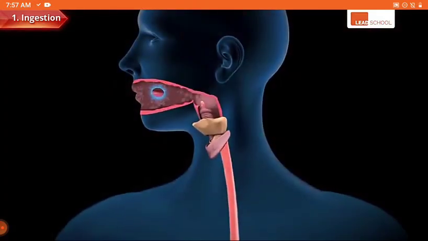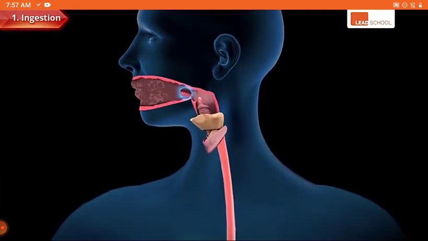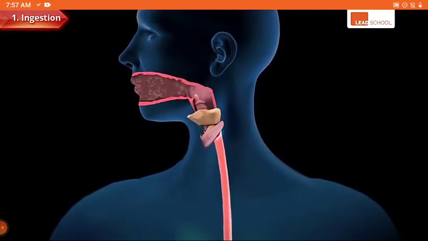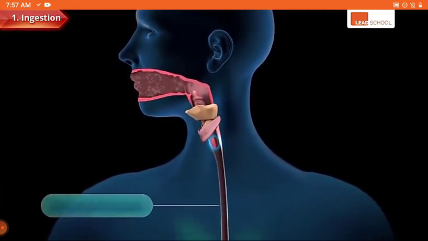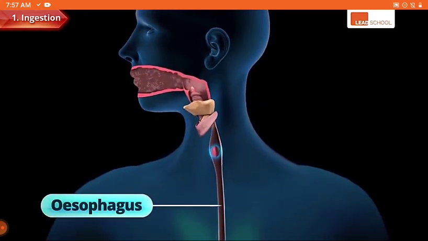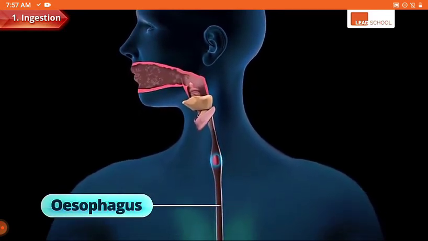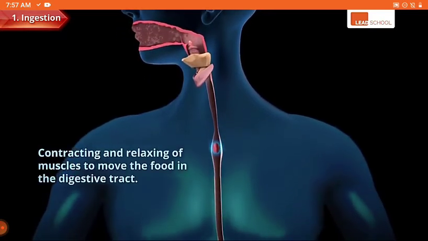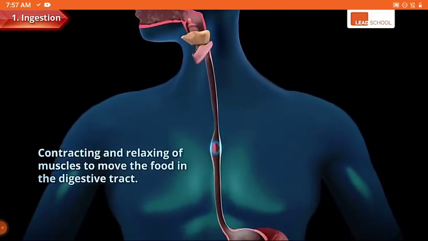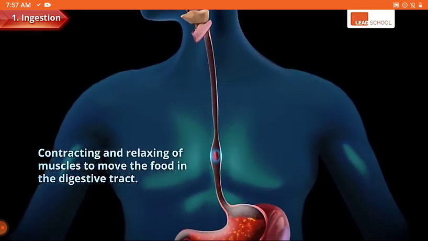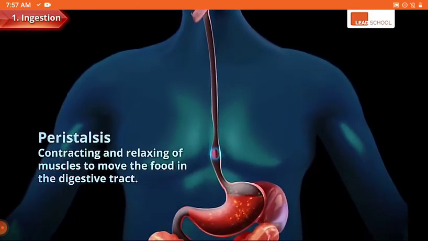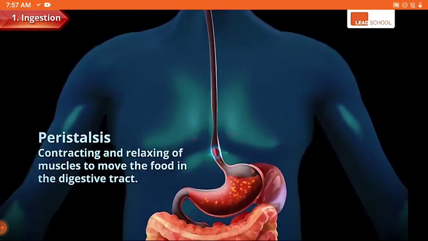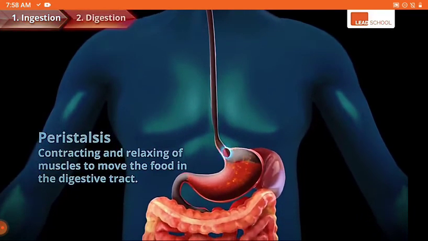The process of digestion has only just started. From the mouth, Neha's food pipe or esophagus moves the bolus down into her stomach by continuously contracting and relaxing its muscles. This process, called peristalsis, also helps food travel throughout the digestive system.